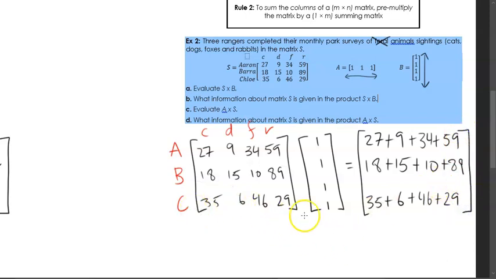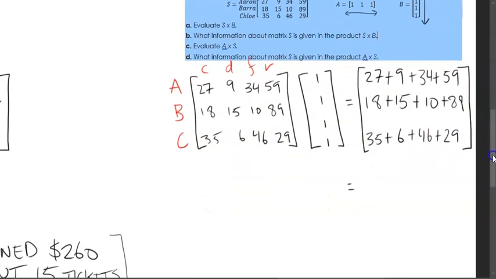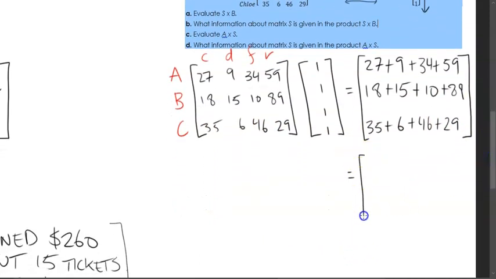So when we sum this all up, we should just have 3 numbers that go down in a column. So I'm going to add it up: 129, 132, 116, and this belongs to A, B, and C. So what we just did was add up every single row for each A, B, and C, and all of that added up, what information about matrix S is given in the product of S by B?